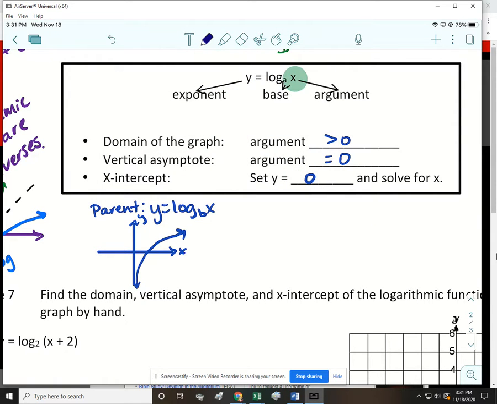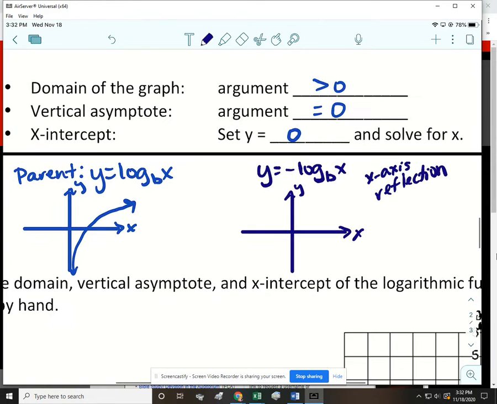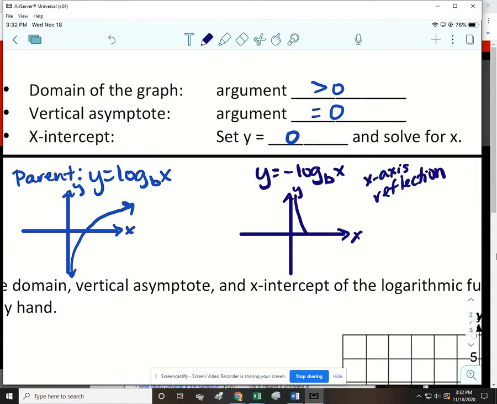So let's talk about what happens on these reflections. If I wanted the graph of y equals negative log base b of x, if you remember from transformations, a negative on the outside is an x-axis reflection. So we'll take that blue one that we just graphed and reflect it over the x-axis, so it would look something like this. It still has that same vertical asymptote, just flipped upside down.